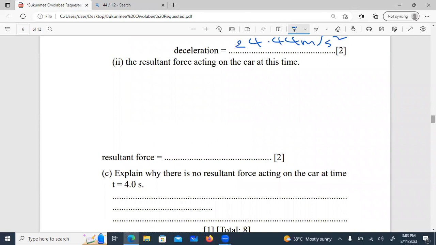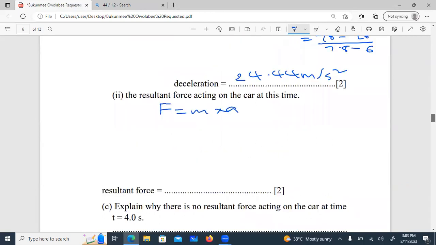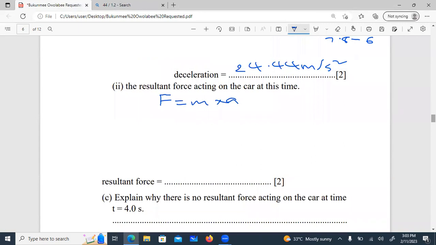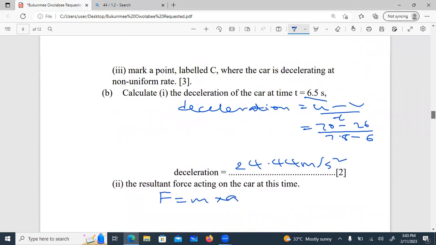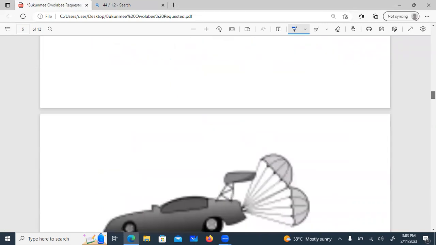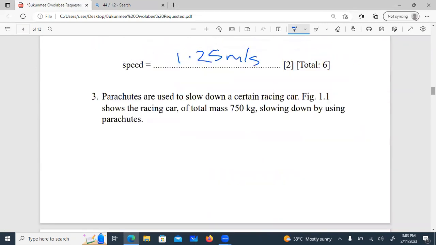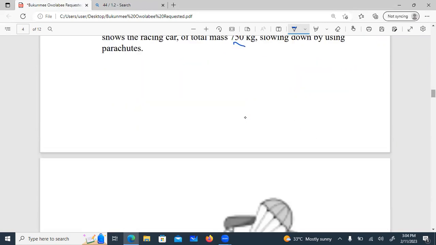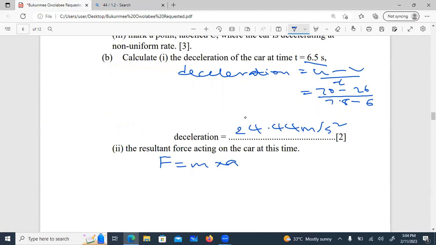What else do you have here? The resultant force. What's the formula for calculating force? Force is equal to mass multiplied by acceleration. Now we have to get the mass. We've gotten the acceleration as 24.44. Let us get the mass. What's the mass? The question says parachutes are used to slow down a certain car. Figure 1.1 shows a racing car of total mass 750 kilograms. So now we have the mass as 750 kilograms, and that's what we're going to use here.